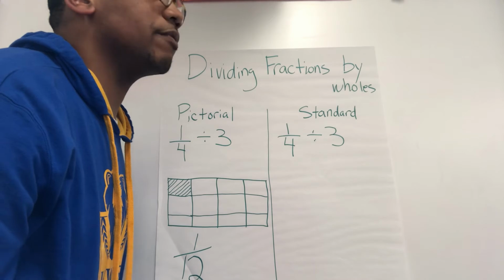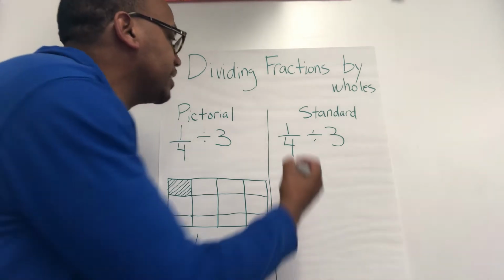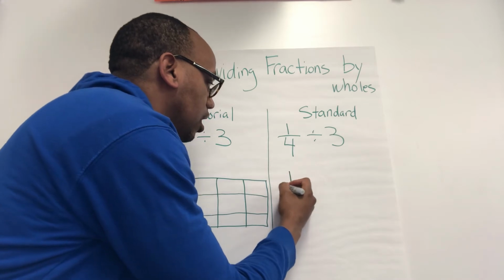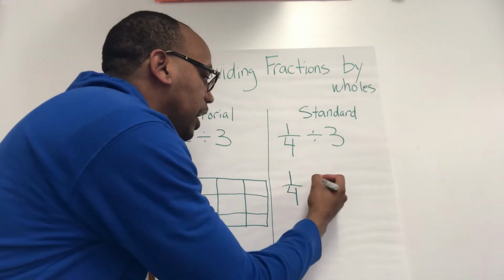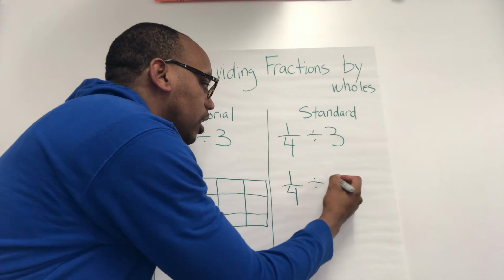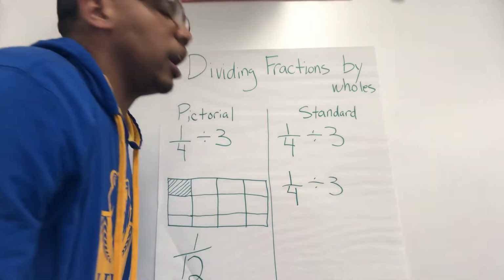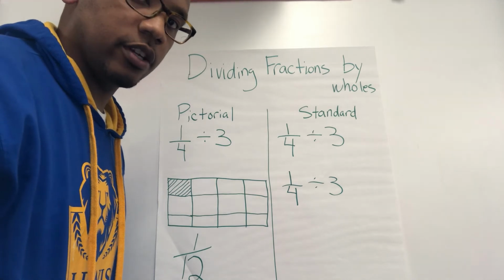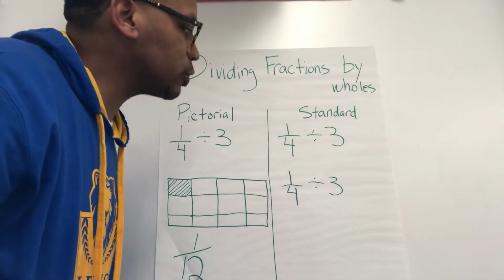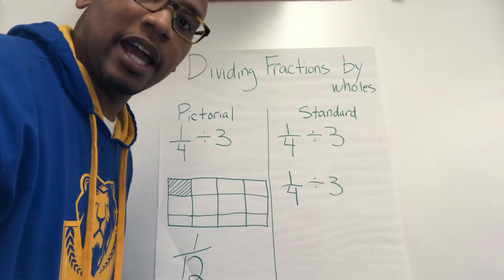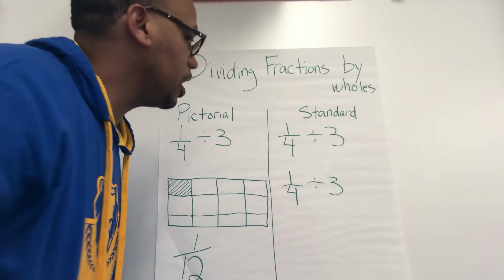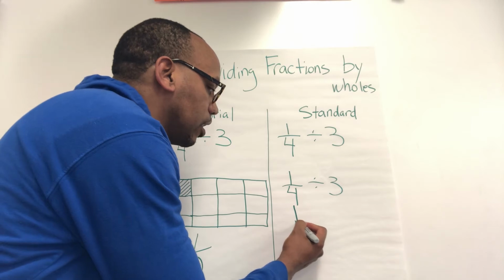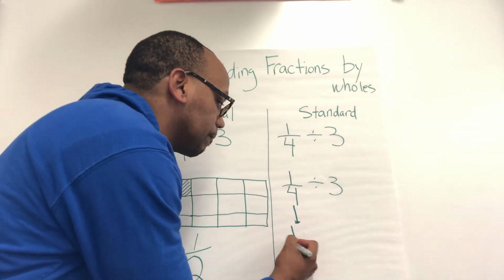Now, in standard form, my total would be 1/4, and I will be dividing it by 3. And we do something in my class called keep, change, flip. If you're in middle school, it's basically just multiplying the total by the inverse. So we're going to keep the total the same, because the total cake I had was 1/4.